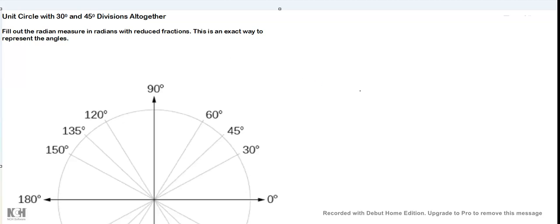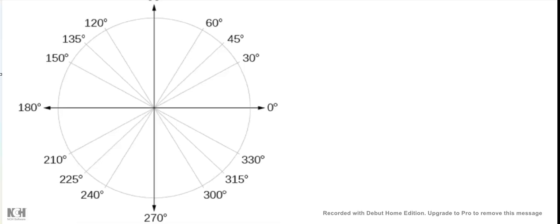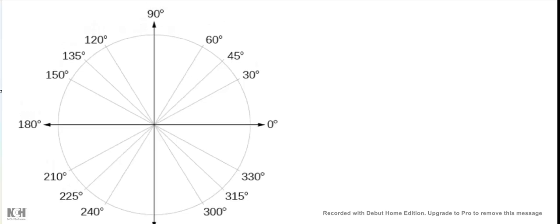All right. This is the worksheet that I have you do with these notes. Here we've combined the 30-degree and the 45-degree circles together. So we're going to put all of those together and fill out this unit circle with the divisions of 30 degrees and 45 degrees. And in the next video, I'm going to tell you why that's super important. So go ahead and pause the video here and fill that out.